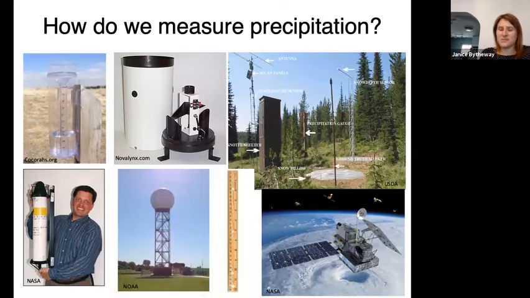Another way we can measure precipitation is, of course, with radars and satellites. And in the next few slides, I'll talk a little bit about how those work on a pretty basic level.